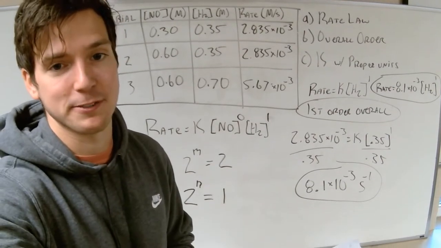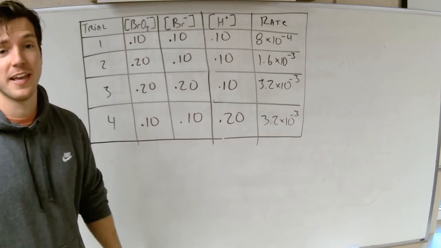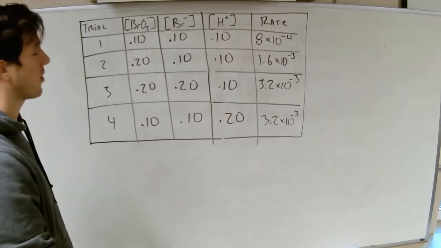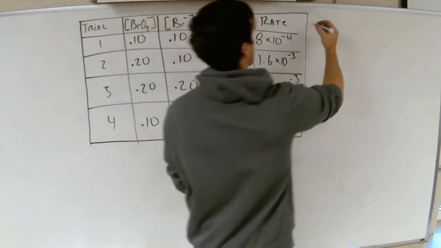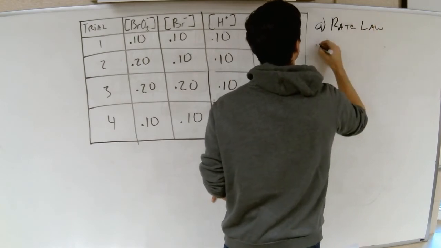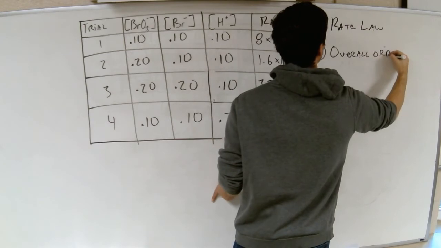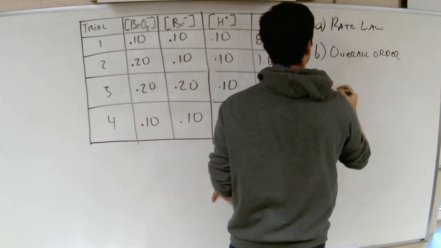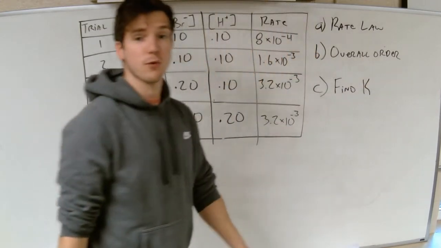Let's make it a little bit tougher. If you want to pause this here and find rate law, overall reaction, and K with proper units, go ahead and give it a shot. But I'm going to go ahead and go through it right now. Remember, we are trying to find rate law, overall order, and C is just find K with proper units, of course.